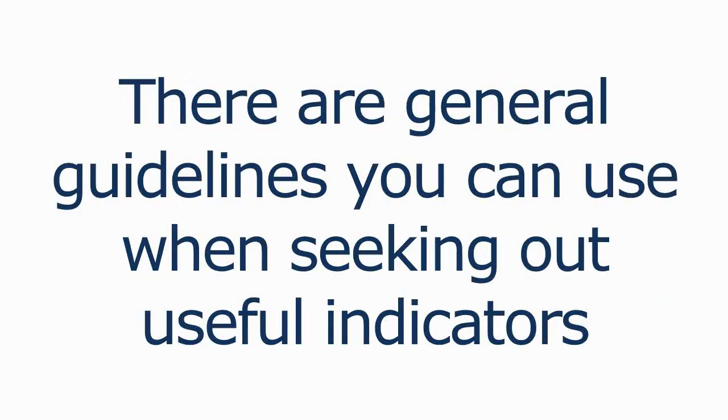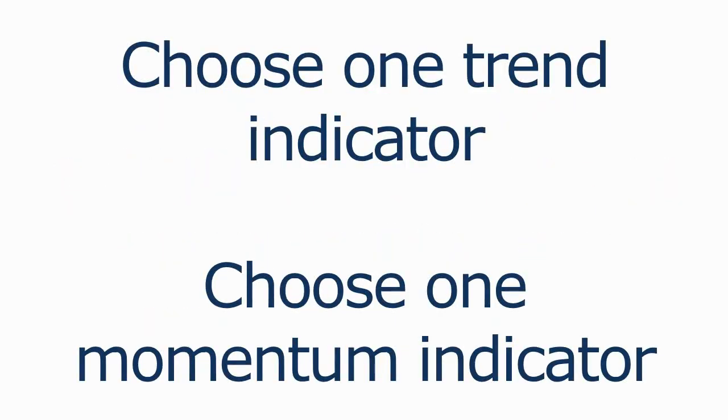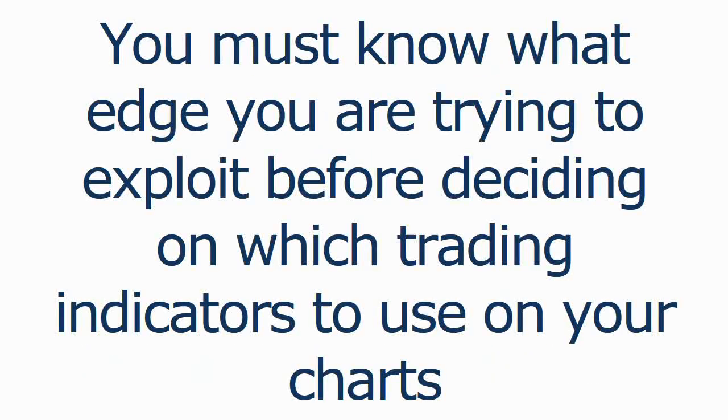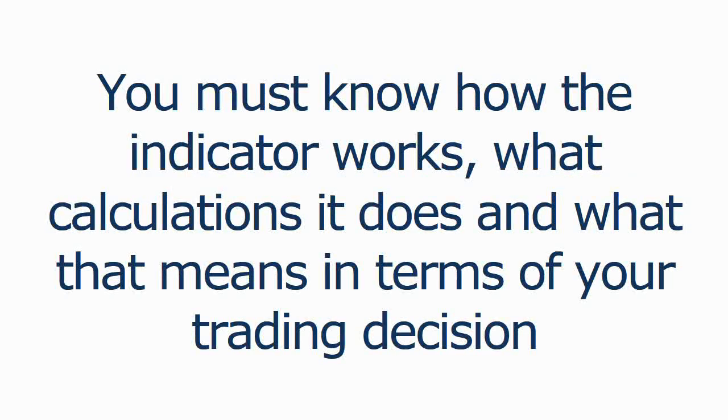Now, useful is subjective, but I think there are general guidelines that you can use when you're seeking out useful indicators for your trading. And one simple guideline is to choose one trend indicator, like a moving average, and one momentum trading indicator, such as the stochastics or the RSI. And you must know what edge you're trying to exploit before you decide on which trading indicators you're going to use. And to add to that, you must also know how the indicator works, what calculation it does, and what that means in terms of your trading decisions.